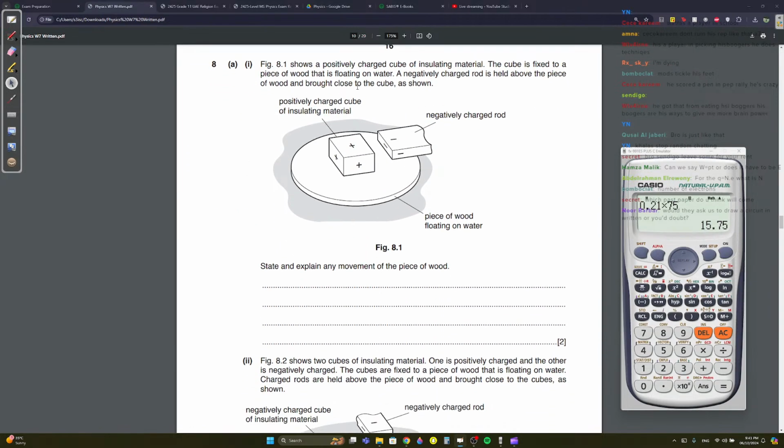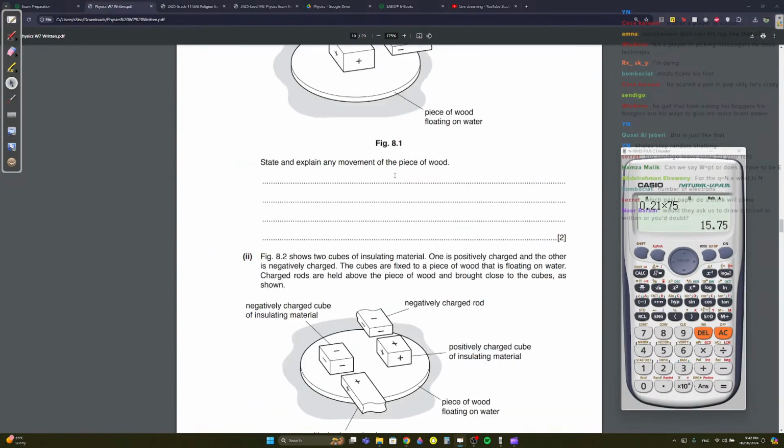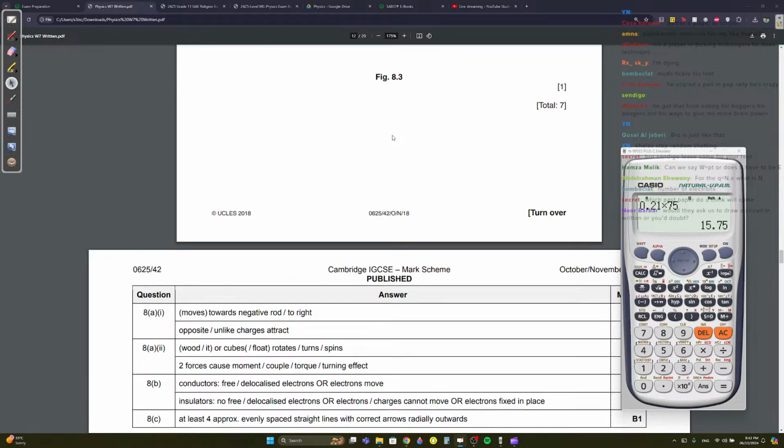Figure 8.1 shows a positively charged cube of insulating material. The cube is fixed to a piece of wood that is floating on water. A negatively charged rod is held above the piece of wood and brought close to the cube as shown. State and explain any movement of the piece of wood. There shouldn't be any movement of the piece of wood. Fixed to a piece. Oh, it should move towards the negative, right? Let me see. It's question 8. Should move towards the negative.